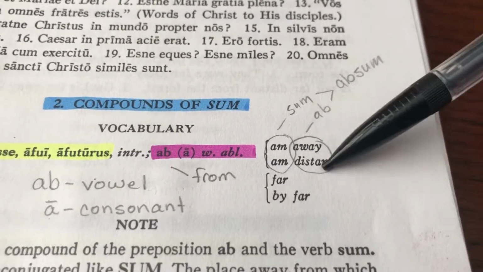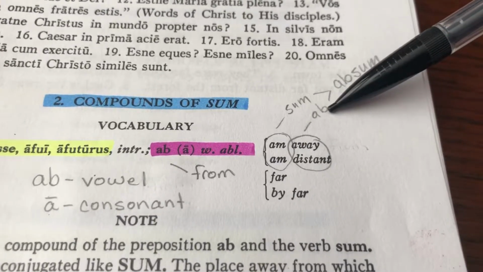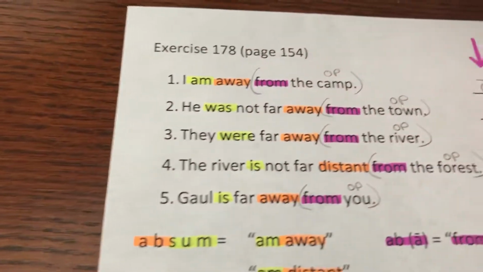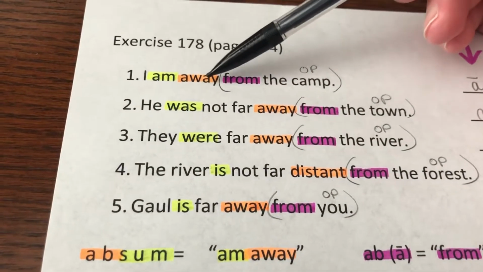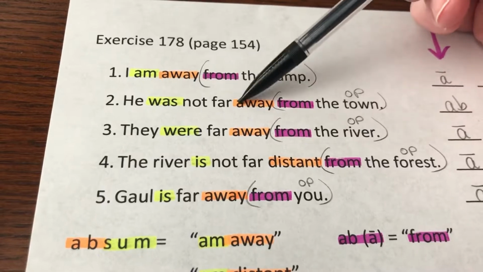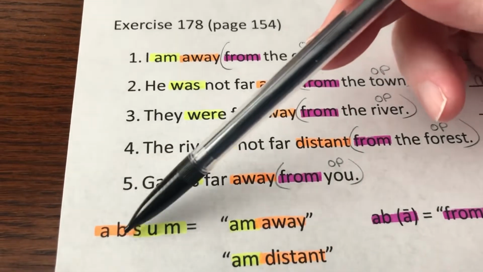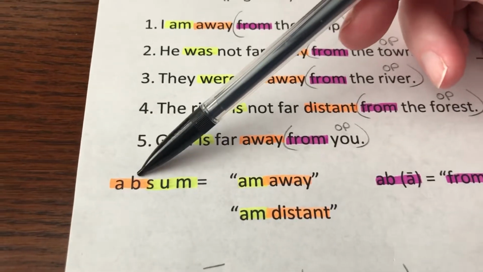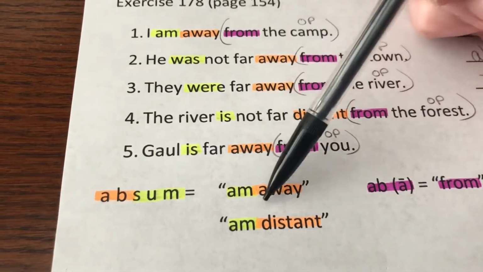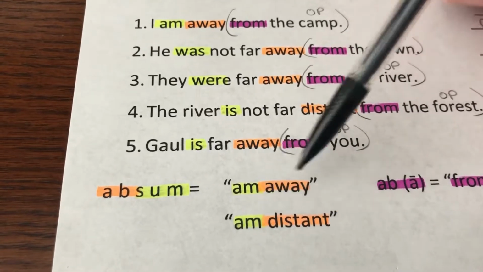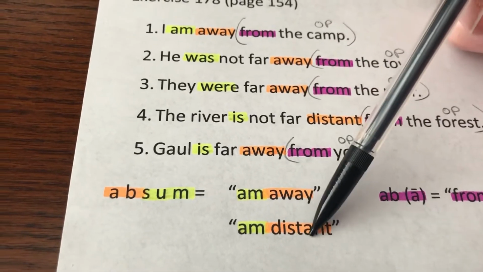So away or distant is represented by the ab here. So here's our compound word for absum. We went through and noticed that every single one of these sentences had either the word away or the word distant, so we highlighted that in orange. Now we have our compound word: the sum in yellow, and then the away or the distant in orange.